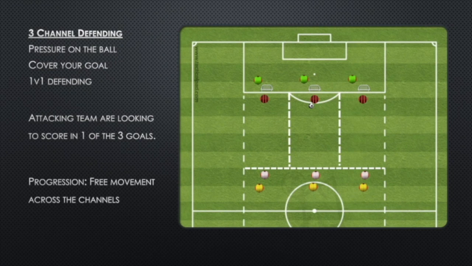So the idea is, can you get pressure on the ball if the attacking player in your channel is in possession of it? The other two players, can you cover off your goal so that the attacking player doesn't have easy access to just play the ball in behind you and score into your goal? Obviously, the white players have got the ability to take on the red players 1v1, so managing that inside your own channel as well. So the white team are looking to score in any of the 3 goals, and a progression to this activity would simply be to allow free movement across any of the channels.